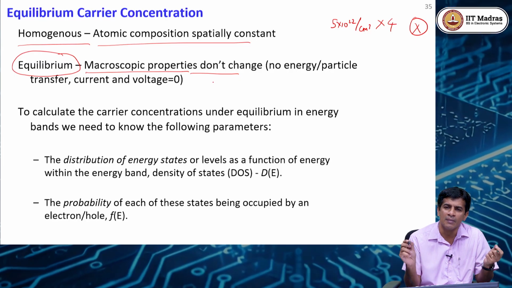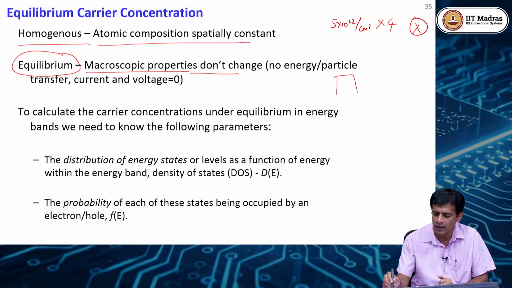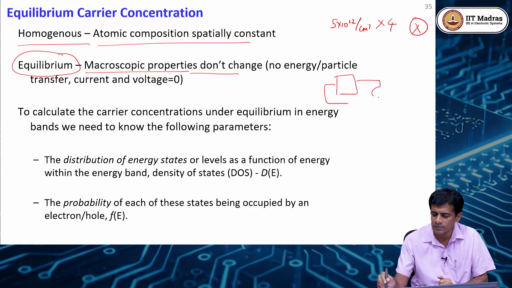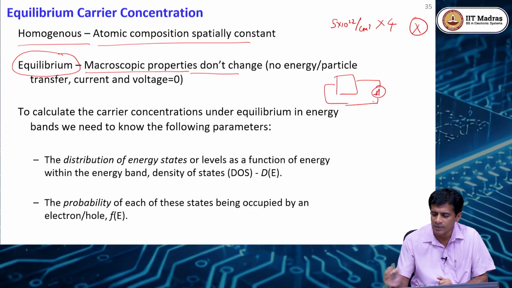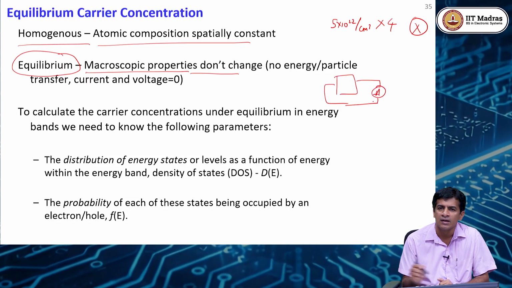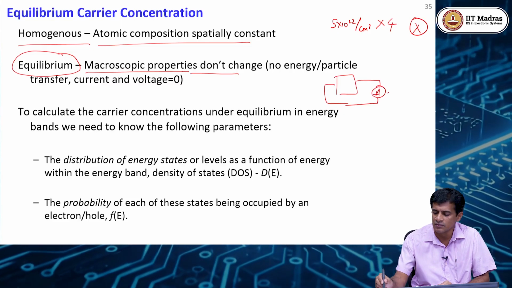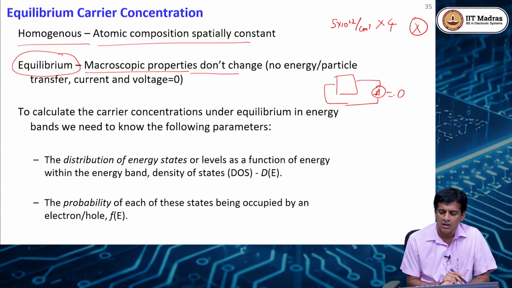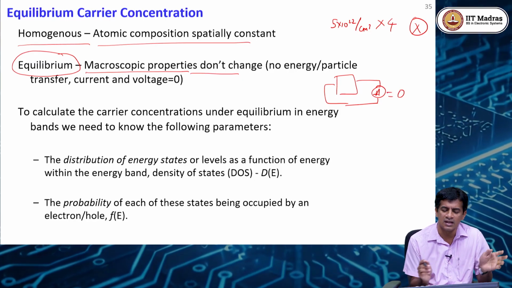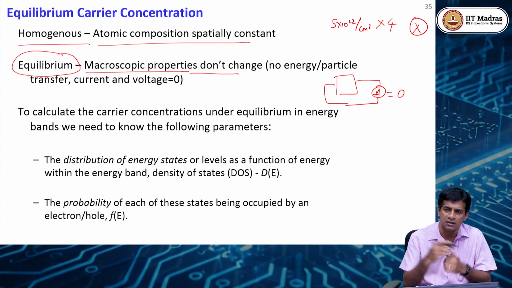In fact, if you take a semiconductor bar and you connect something like an ammeter here, and you measure at equilibrium, when the system is under thermodynamic equilibrium, the current is 0, so this will give you 0 reading. That means there is no energy transfer, there is no particle transfer to the outside.